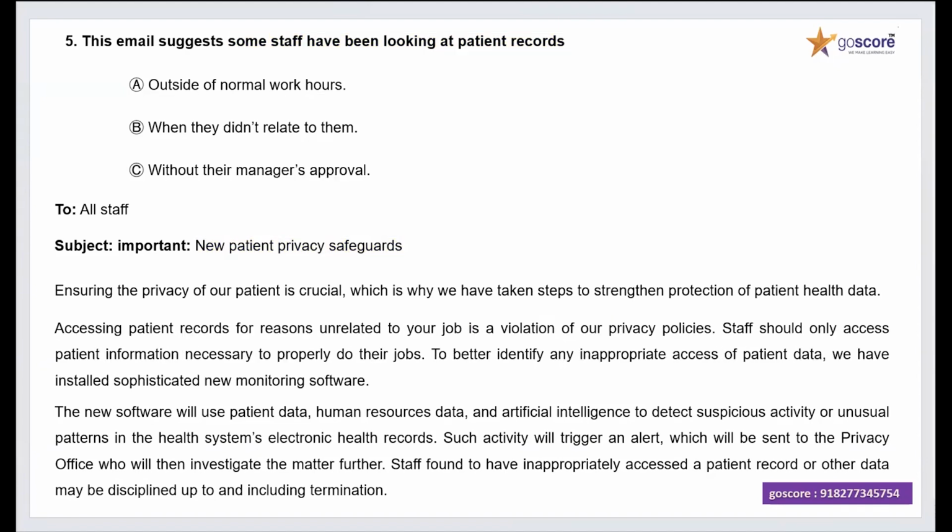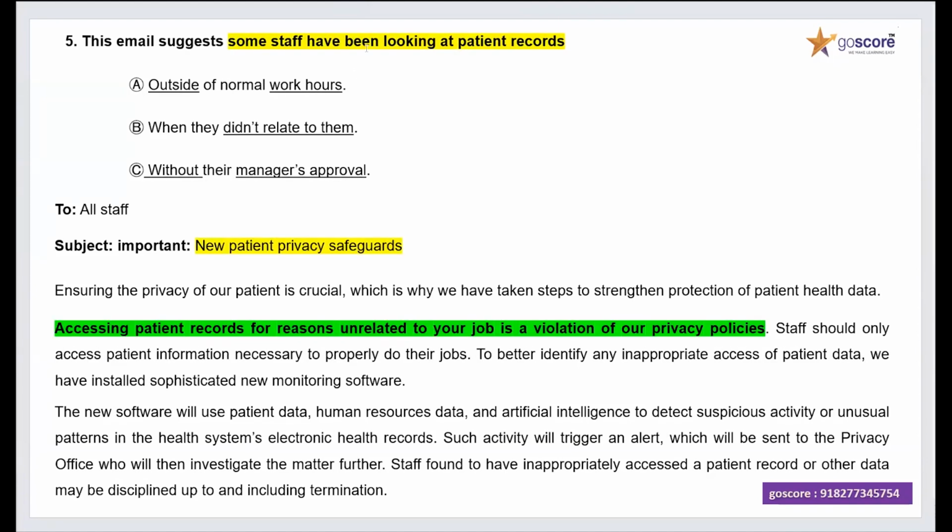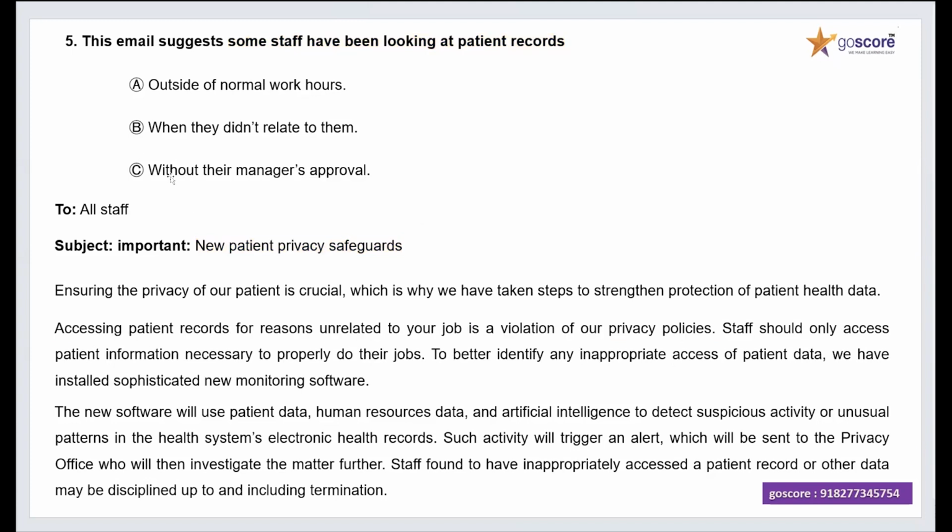Okay, so here, outside of normal work hours. If you are checking patient records outside of normal work hours, whether or not they are related to you, for example, if you are a ward staff and you are going and checking the ICU files. Then, without their manager's approval, if you don't have the manager's approval and you're going and checking the patient's file. So three options. What will be the answer? Without their manager's approval is not mentioned at all, so you can eliminate it. Now, they mentioned regarding outside of normal work hours.